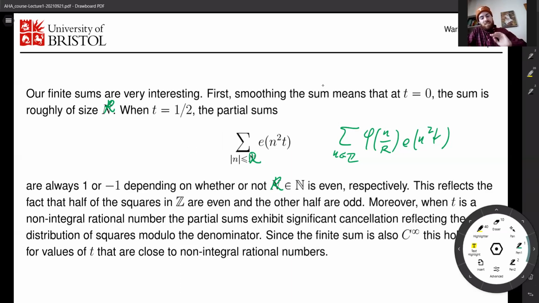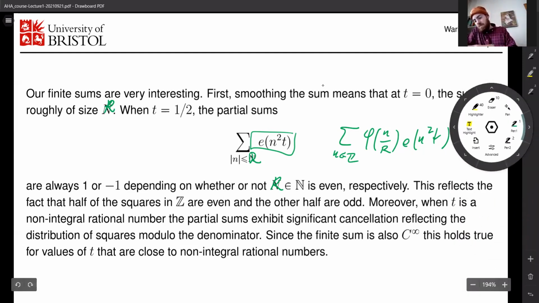Why does this happen? When I plug in little n as an even number, times 1/2, I get a square that makes this exponential 1. However, when n is odd and I square it, it's odd again, and times 1/2 makes the exponential minus 1. So I'm alternating: adding 1, minus 1, 1, minus 1, and so on. Therefore I can only ever be of size 1 or minus 1 in absolute value. So there's a huge amount of cancellation at this precise point.